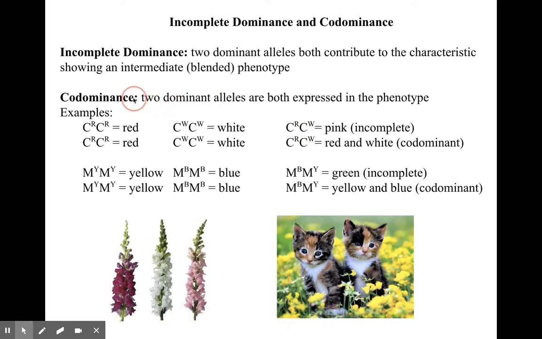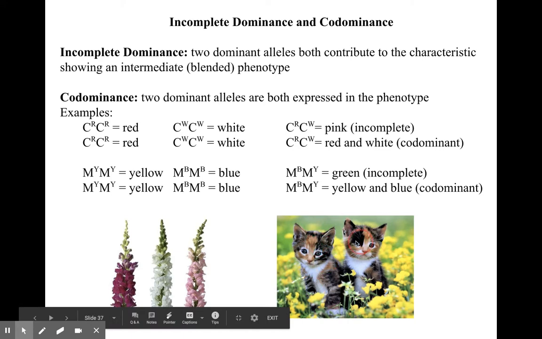Now, if it was a codominant situation, what you would have is the same lettering. So we don't change the lettering. It's just what you actually see. So you need two reds to be red, two whites to be white. But if you had a red and a white, then maybe you would see a flower that was red and white. Down here, I'm showing you kittens, and you can see how these kittens actually have orange and black. And that's how they end up being mixed like that, because they show codominance in their coat color.